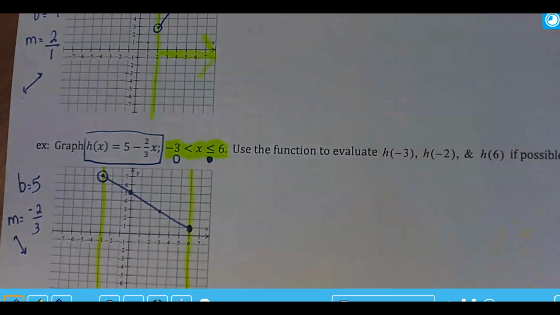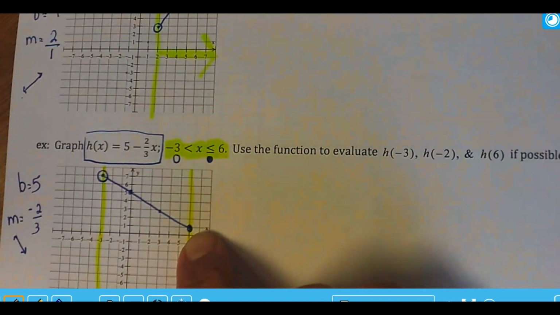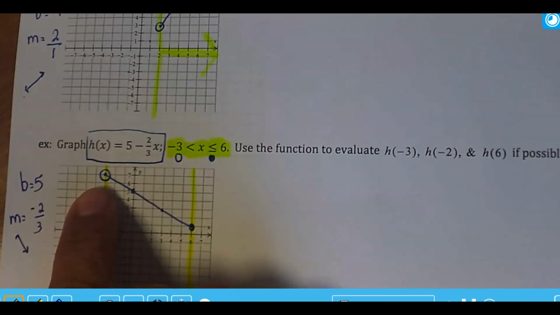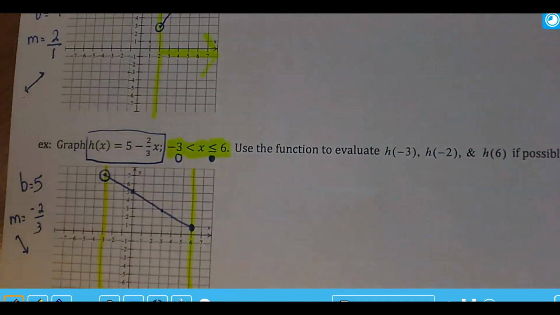Now, if you don't put a circle, that automatically implies that it is closed. So if I had not put anything here, that would be okay, but I definitely have to show the open circle here. So let's go back and let's talk about evaluating.